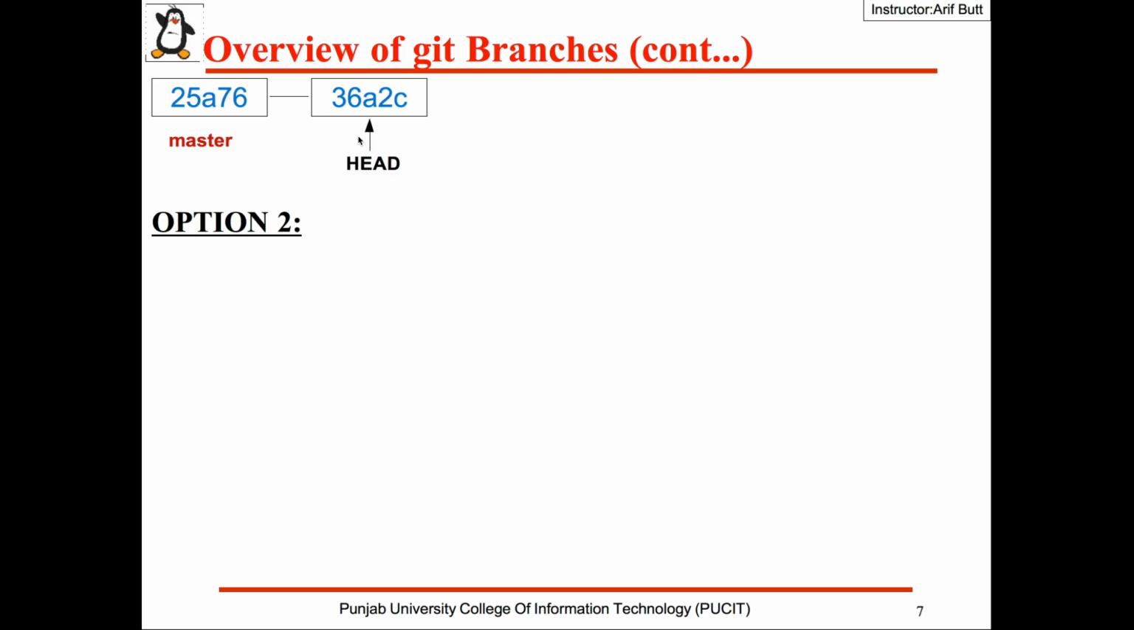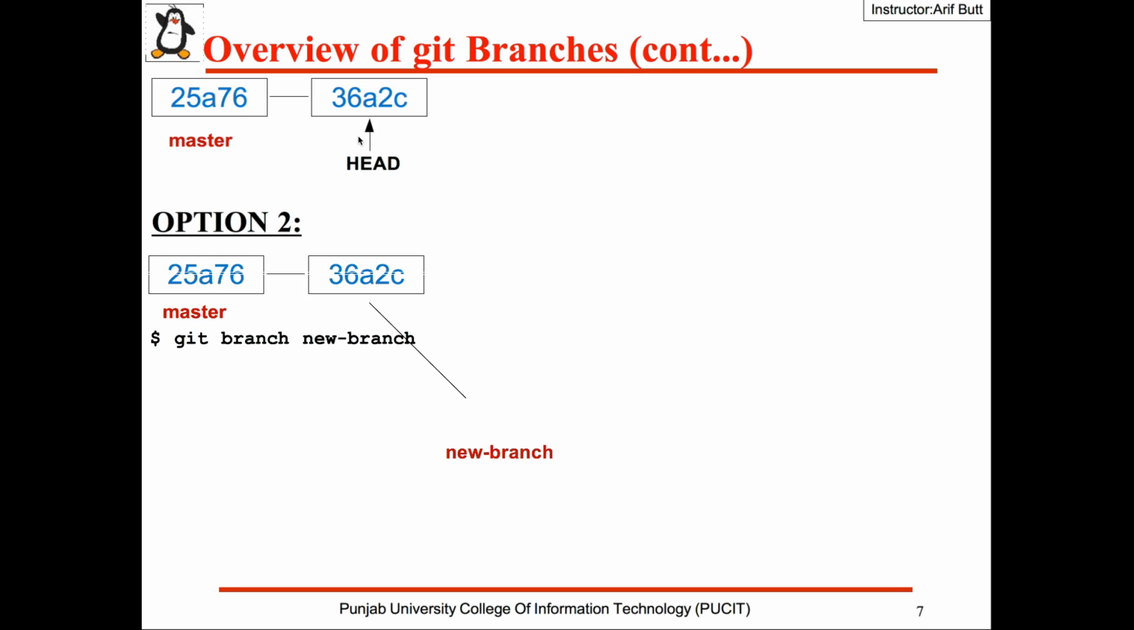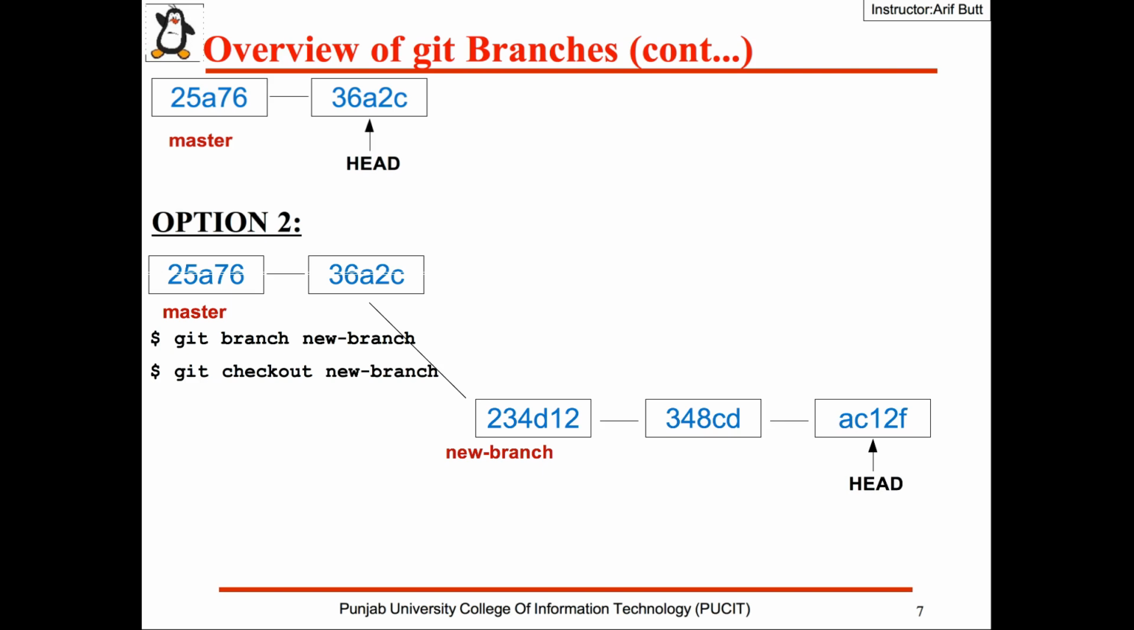Option two is that you create a new branch. You create a new branch using the git branch command, and then you move on to that new branch and start doing commits over there. Let's suppose I have done a commit on the new branch. Then I do another commit on this branch, and then another commit on this branch, and the head, of course, keeps on moving ahead. At the same time, you may like to switch back to the main branch and do commits over here as well. So this is one line of development, and this is another line of development. So you can use development on these two parallel lines.